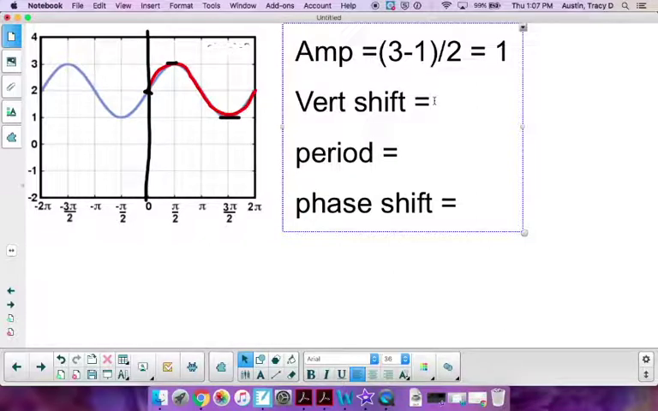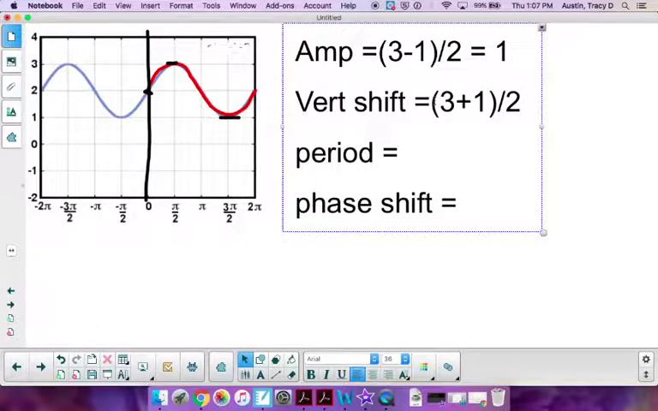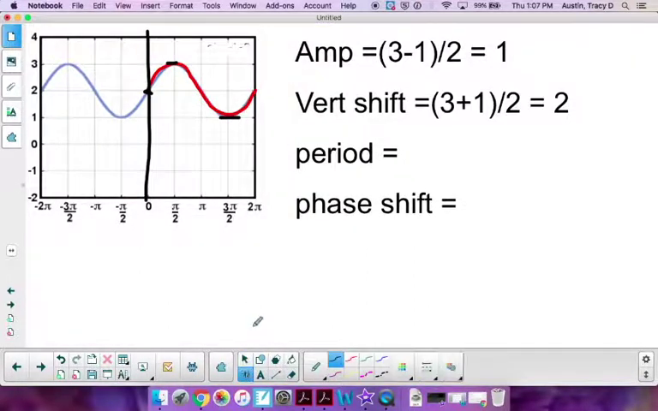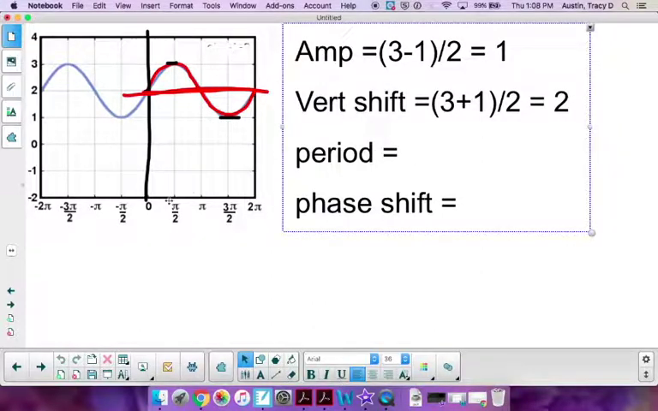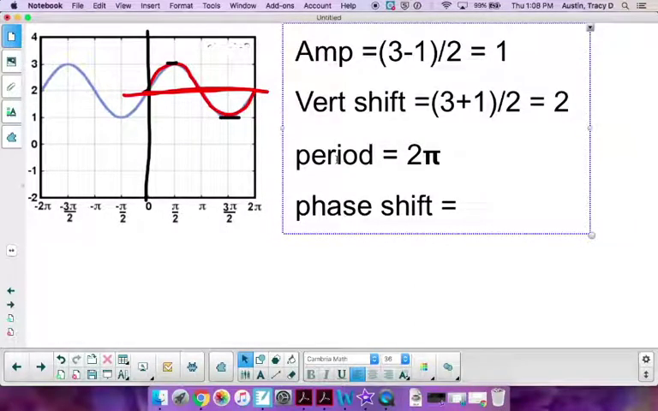All right, vertical shift, max plus min divided by 2 equals 2. That means our graph is starting at a vertical shift of positive 2, which means its midline is here, as opposed to being at 0. Okay, period. If we go from here, the period is, oh, good luck, 2 pi.